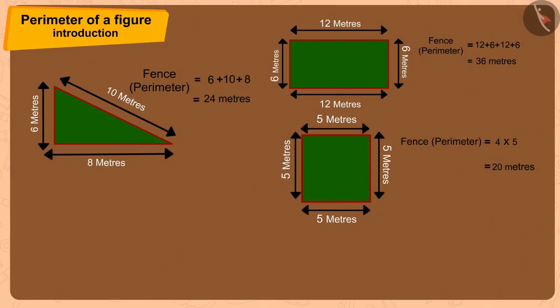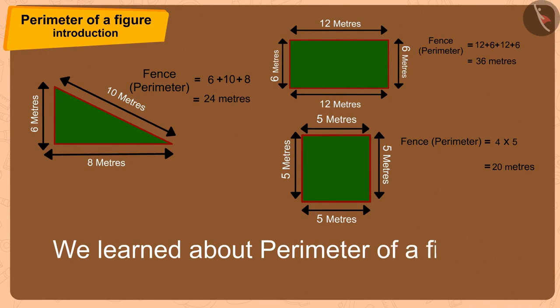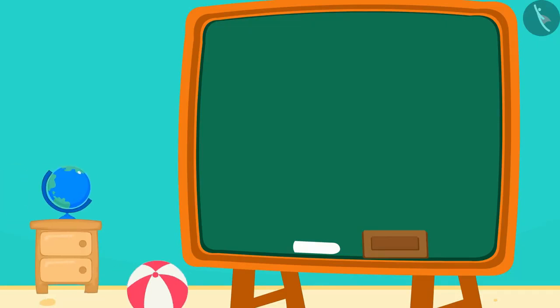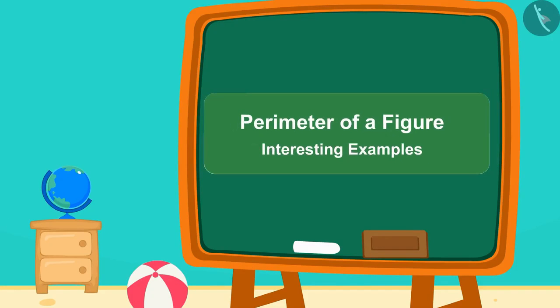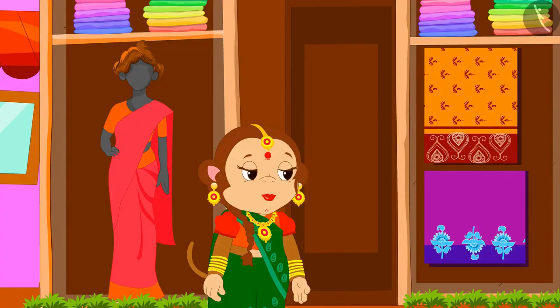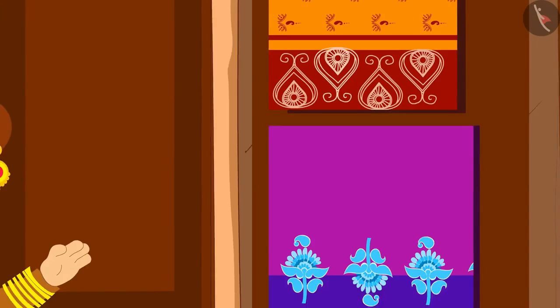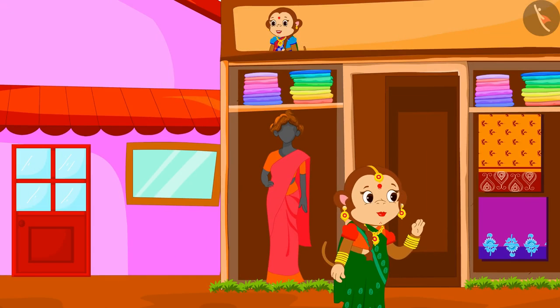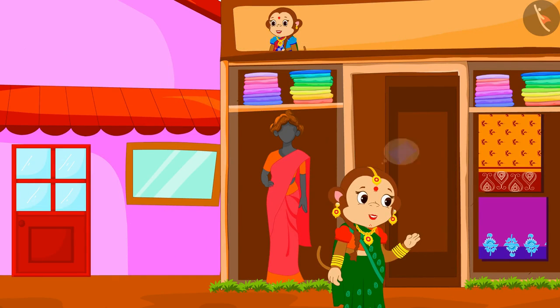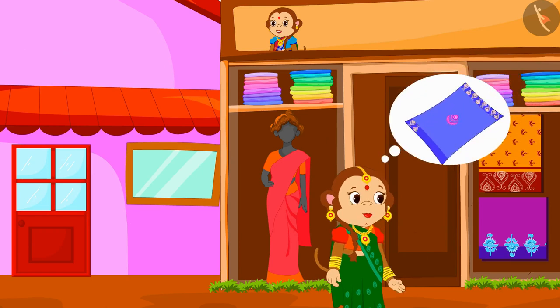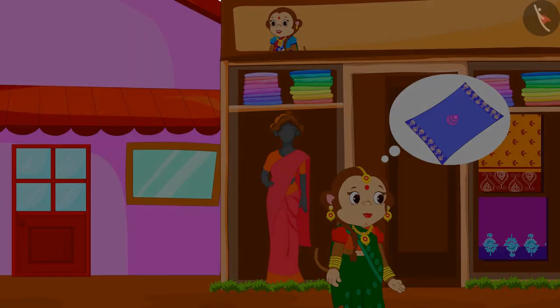Hello children! In the last video, we learned about the perimeter of a figure. In this video, we will learn more about it by some interesting examples. Banno has started selling designer bedsheets along with saris. Banno thought, Why don't I put beautiful laces on the edges of these sheets?